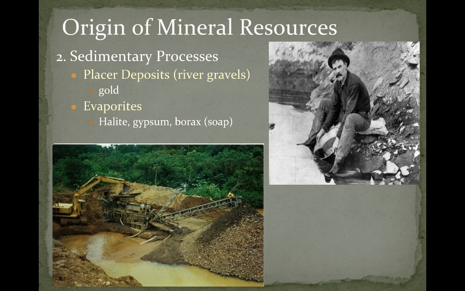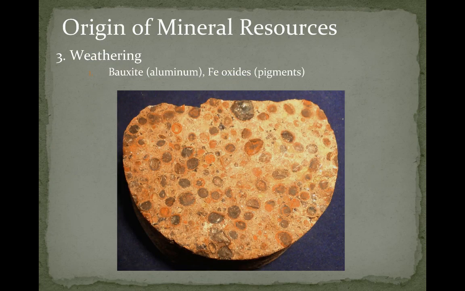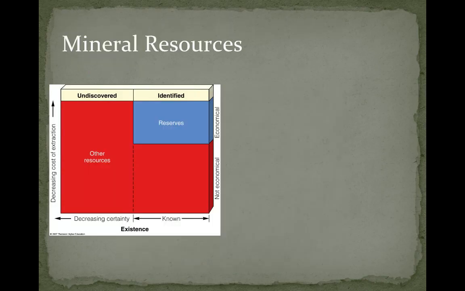Back in the day, on the top right, you had your gold miner panning for gold. We still do it kind of the same way today, it just involves a lot more heavy machinery to go through a lot more sediment much quicker. And finally, another way we get mineral resources is through weathering. So you can see all those little circles, that's bauxite. Through the process of weathering, that aluminum was formed, another way to get the resource.